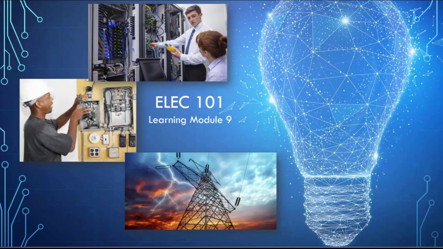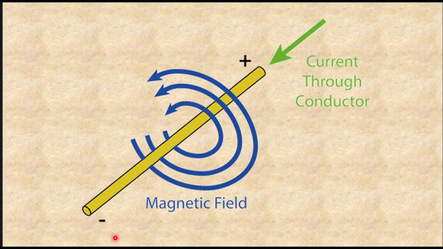This week we're going to talk about electric motors. And before we get started, let's revisit some of the basics. Remember, we talked about electromagnetism. Electromagnetism plays a big role in motor operation.